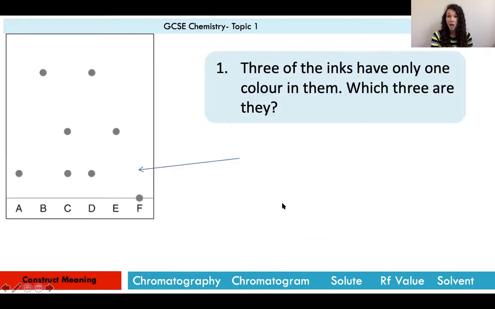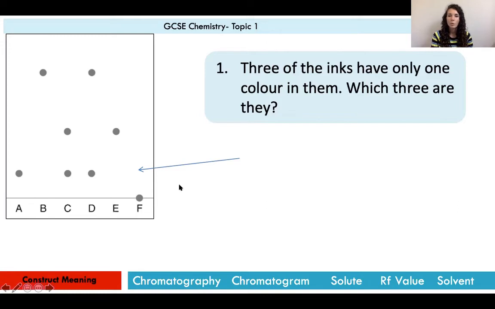Okay, well done. So now we're going to have a little pause and just check our understanding with a quick question. Looking here at these inks, three of them have only got one colour in them. Which three are they? You've got six inks there. They would have started with six ink spots here at the bottom on this pencil line.